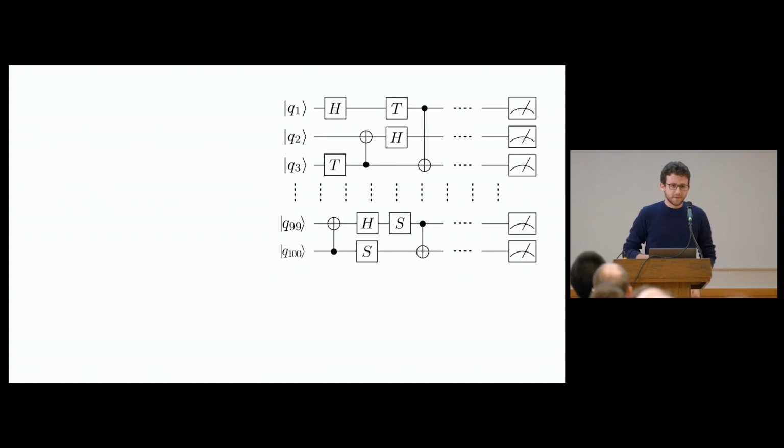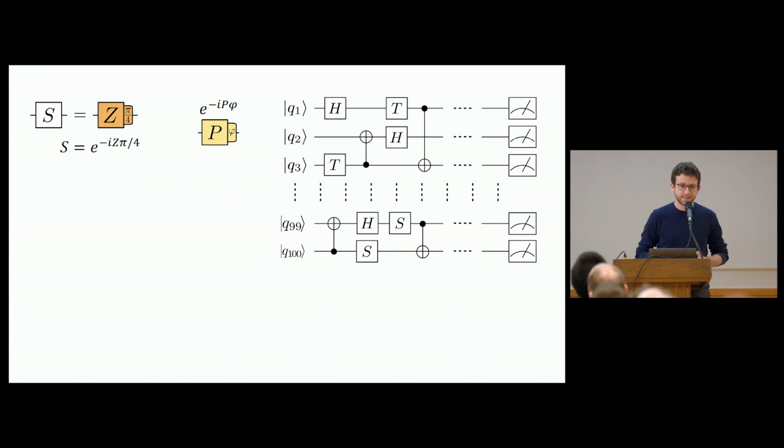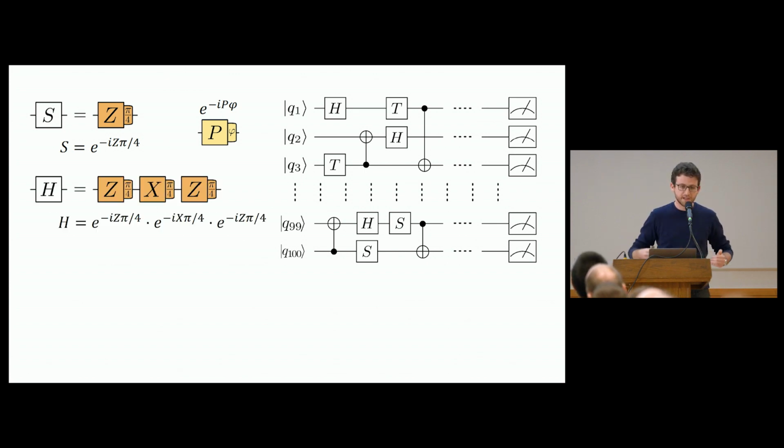A popular gate set for these circuits is Clifford plus T, but I like to express my circuits in terms of Pauli product rotations, so operations that are e to the minus i P phi, where P is a Pauli product operator and phi is a rotation angle. In this sense, the S gate, the phase gate, is a Z pi over 4 rotation. The Hadamard gate is a product of 3 rotations, Z pi over 4 times X pi over 4 times Z pi over 4.